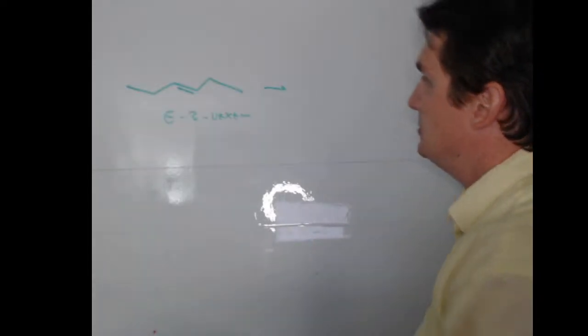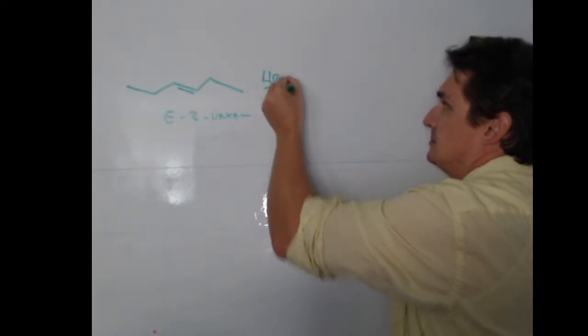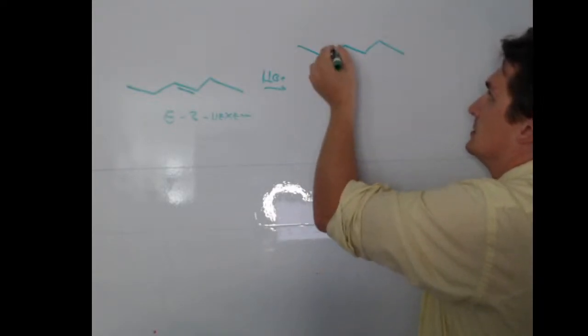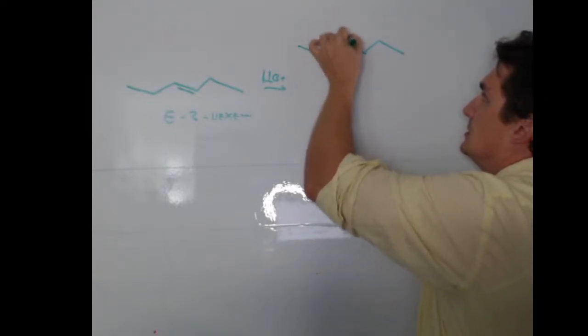Now, for the 3-bromohexane, there's going to be a racemic mixture. What they're doing is they're doing HBr, and the 3-bromo is going to place it there.